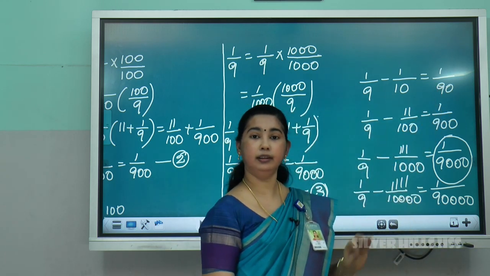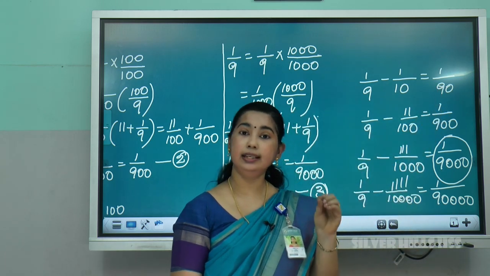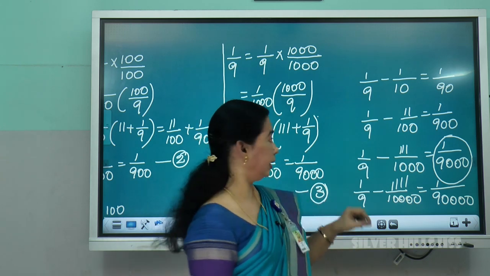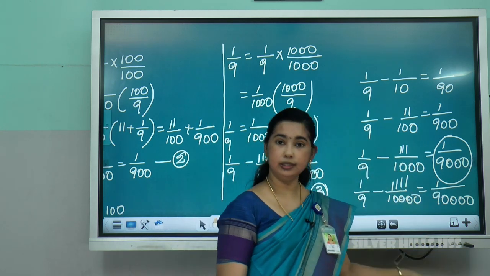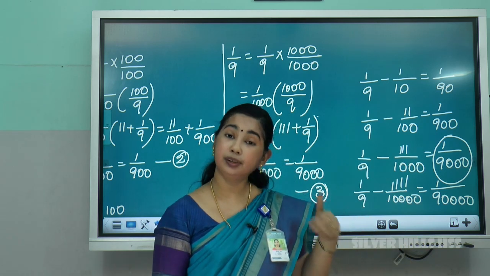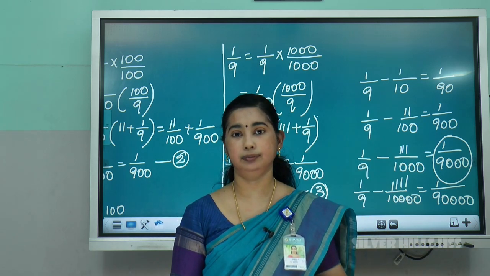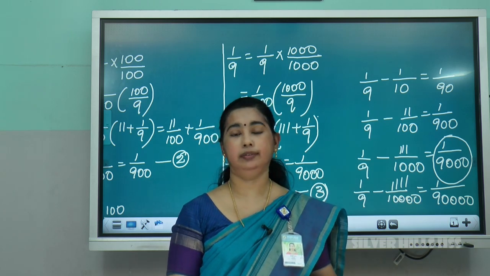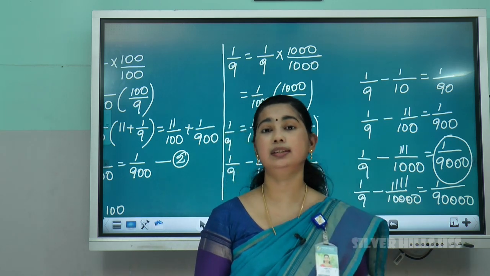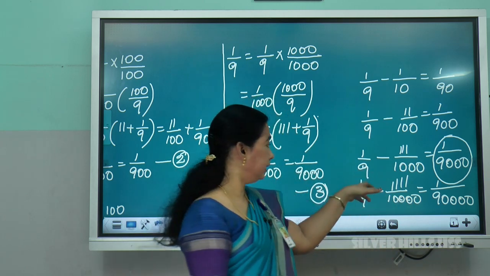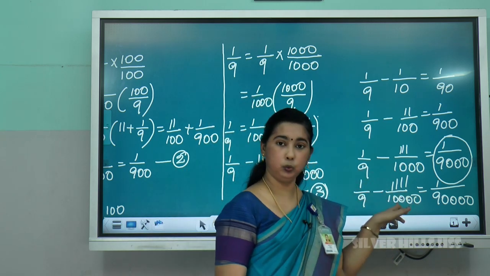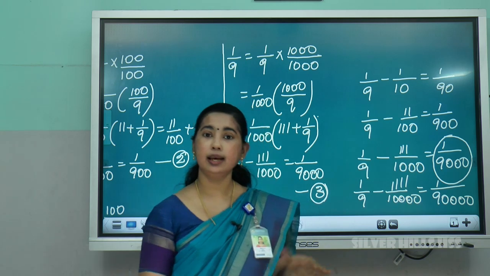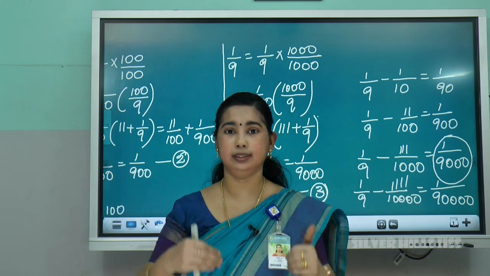1 by 900, the value of 1 by 900 is less than 1 by 90. Same way, the value of 1 by 9000 is further less than 1 by 900. And 1 by 90,000 is again small. That is, it is becoming infinitesimally small. That means the difference between these 2 is small, means they are coming closer and closer.